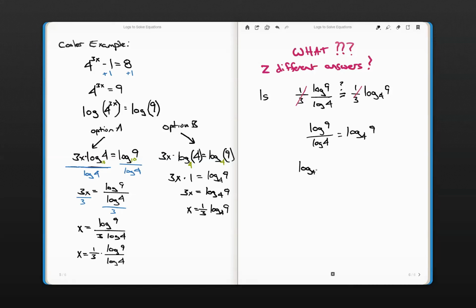log base 4 of 9 equals log base 10, what do we do? We just change it, right? You want to change the base? Change the base. Make it a 9. But then we have to divide by the log of the old base, right? So these are the same. They're just different bases. They look different.